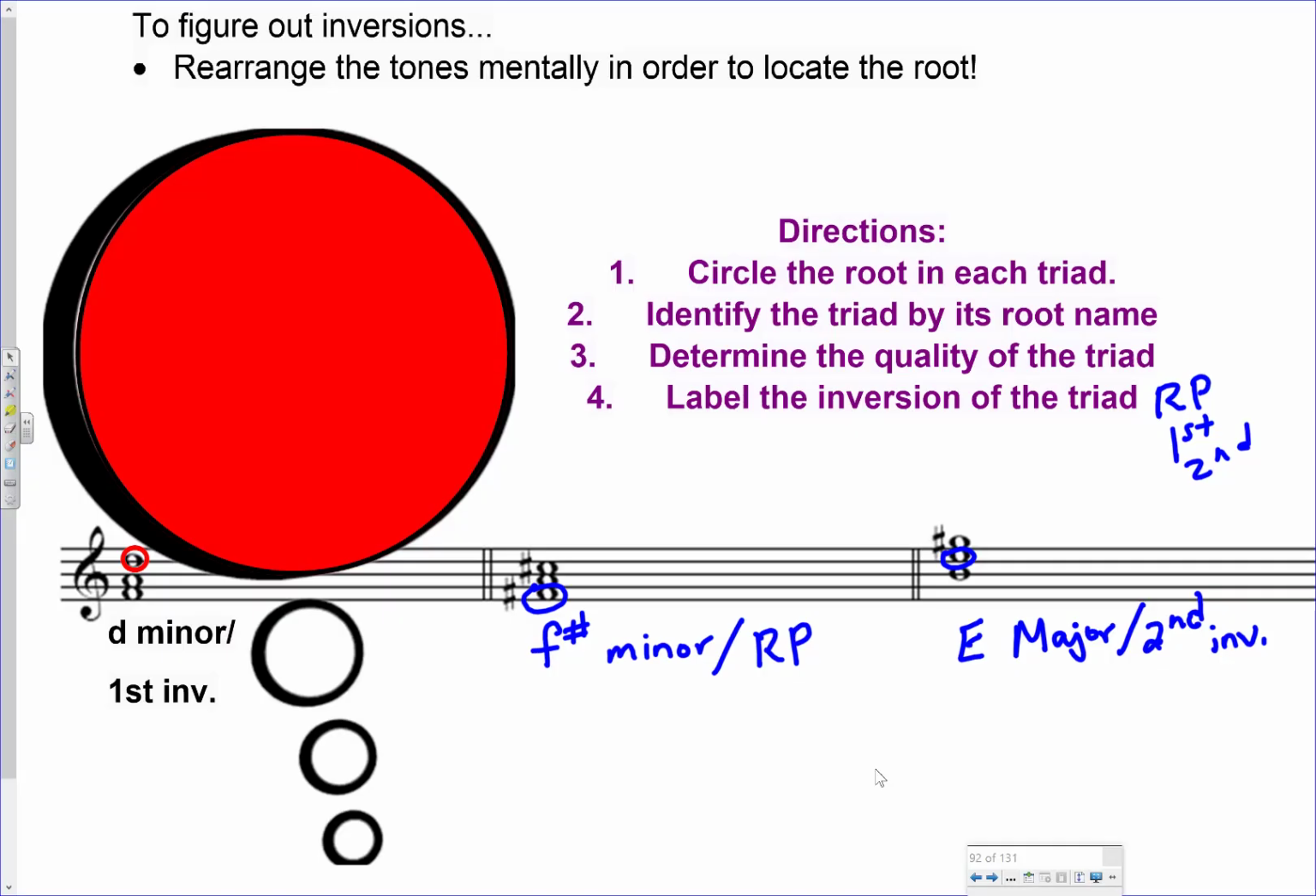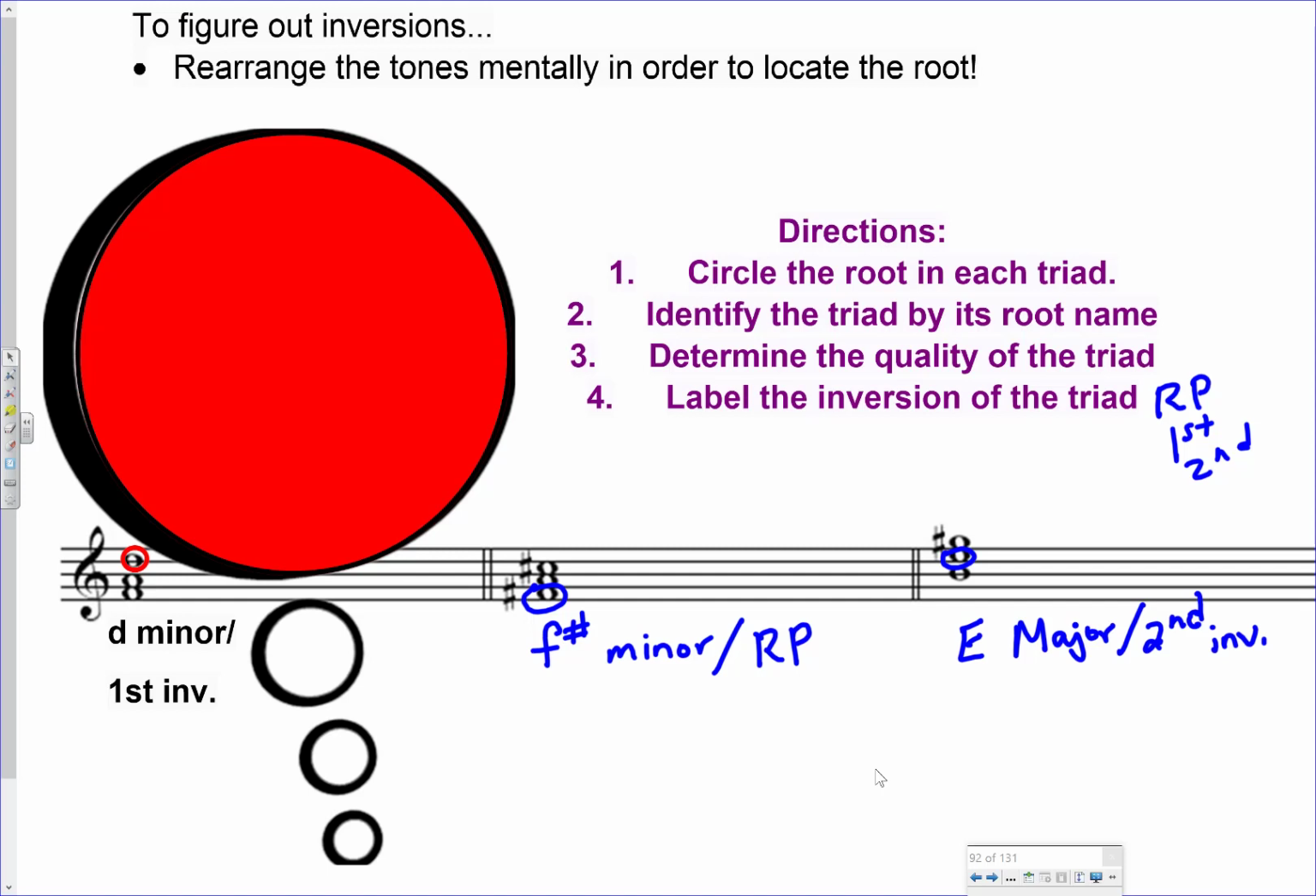Okay, let's check our work and see how we did. For the second one, you did not really have to rearrange any tones mentally in your head because we do have two superimposed thirds already. So clearly we're able to find the root, which happens to be F sharp. When I compare the superimposed thirds, I realized that the F sharp is the root, up to the third is an A, that's a minor third, and then A to C sharp is a major third. Therefore, this triad is minor, and this triad is RP, or root position.